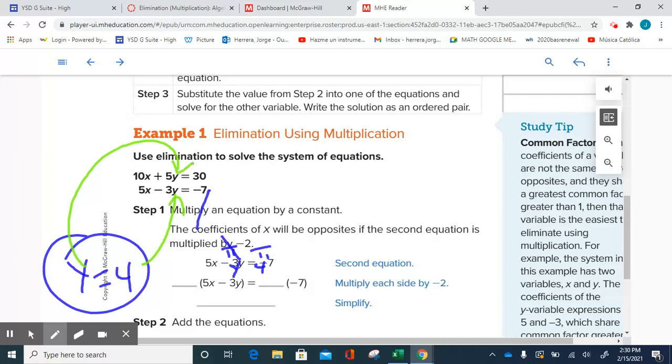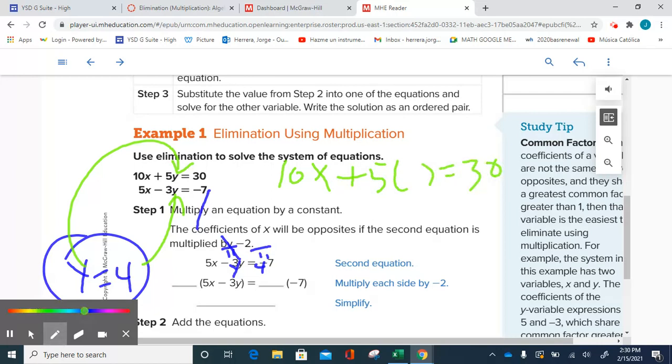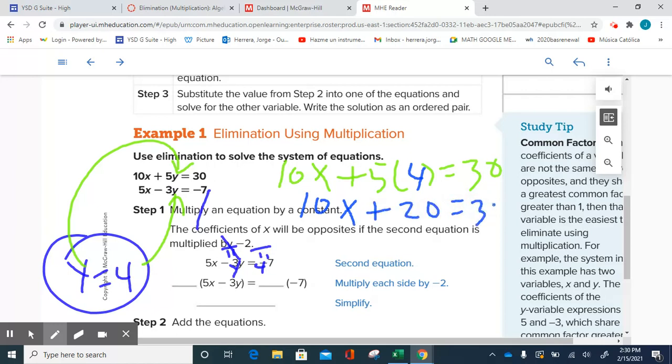So let me just try that. If we were to go 10x plus 5 times the quantity of y equals 30. I'm doing the first one. Okay, and let me change the color. We said y was 4. So we got 10x plus 20 equals 30.